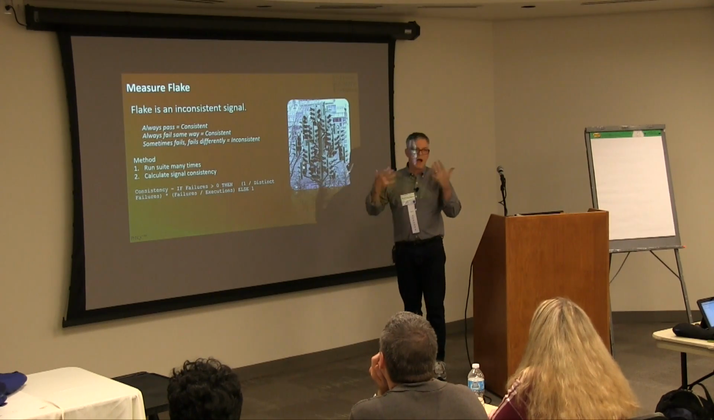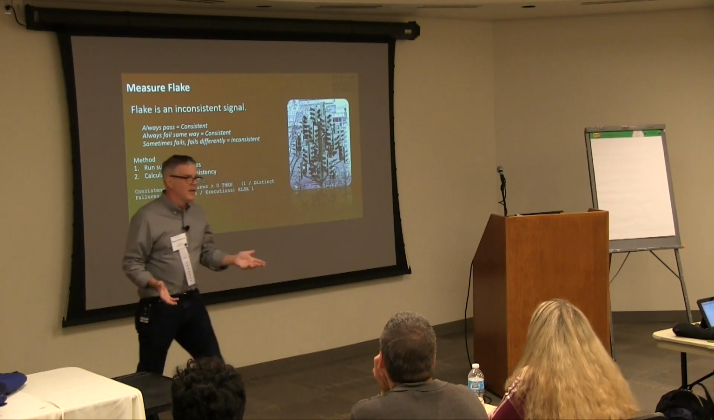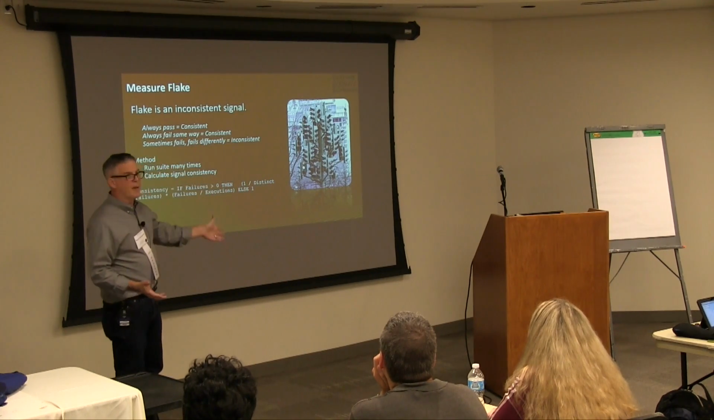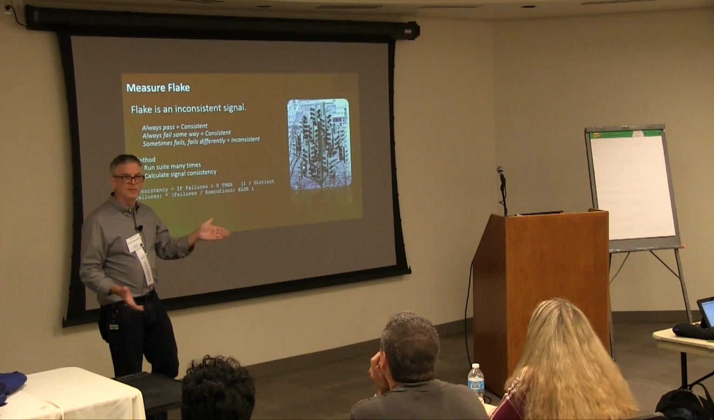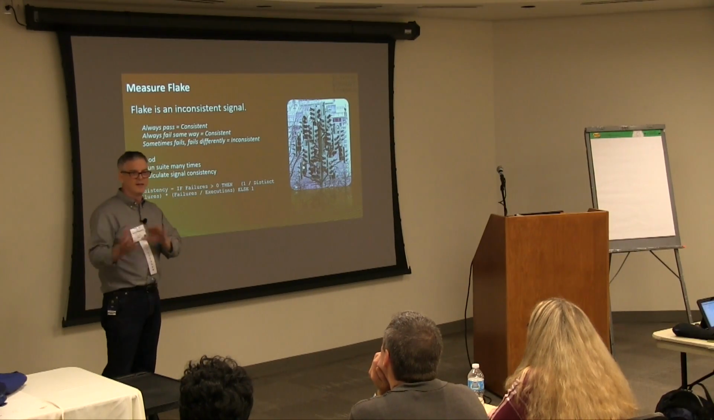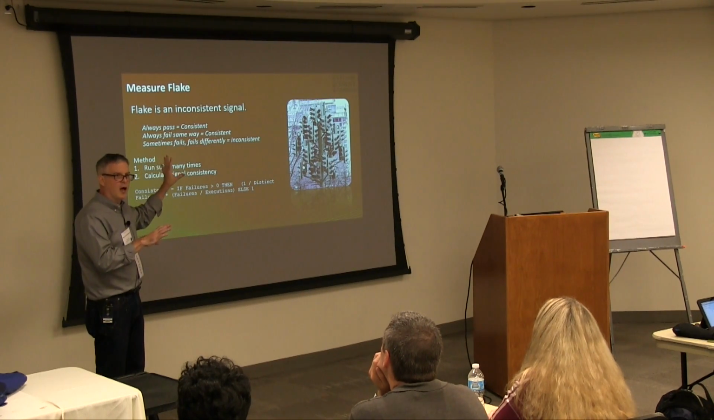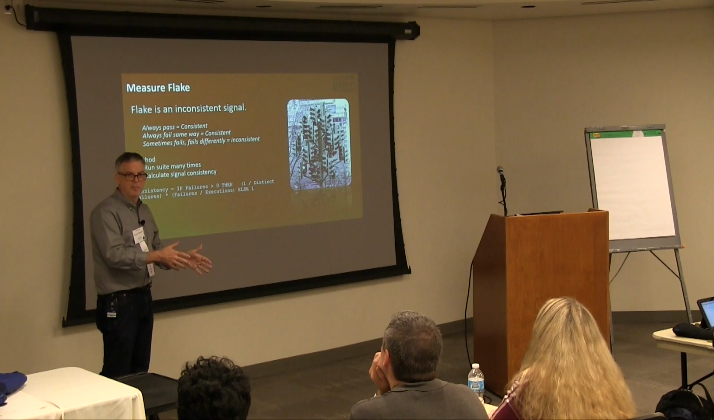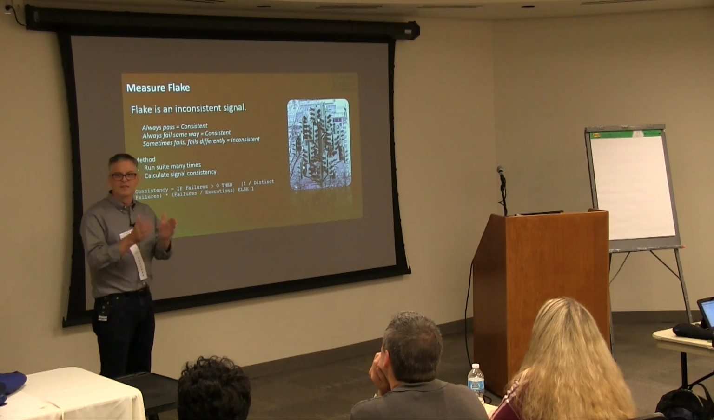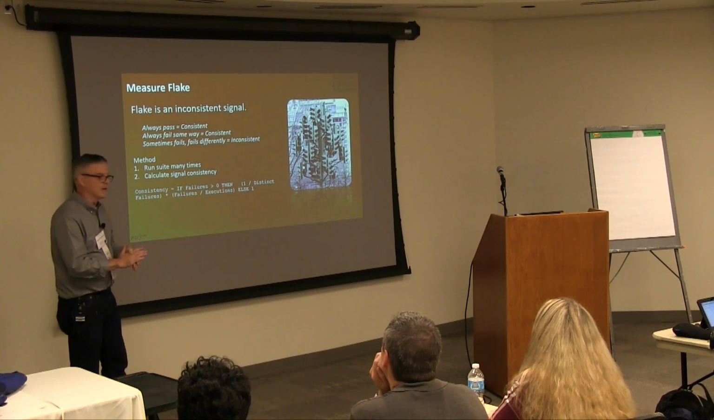Okay, so I have a definition of flake. Flake is an inconsistent signal, okay? If something always passes, it's consistent. If something always fails, it's consistent. If sometimes it passes, sometimes it fails, it's inconsistent, okay? I like this definition a lot because it doesn't say the test is bad, okay? It just says the signal you're getting is not always giving you the same thing, okay?